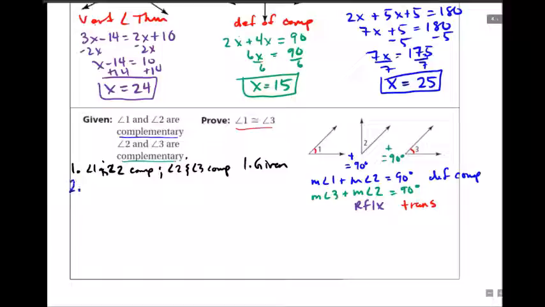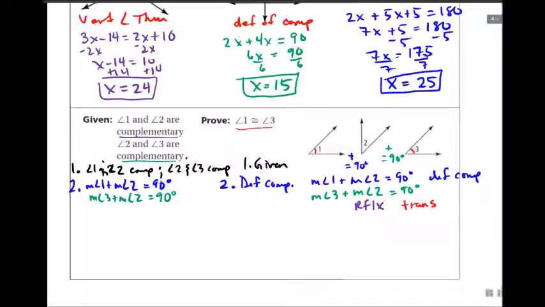So let's just start here. The measure of angle 1 plus the measure of angle 2 equals 90 degrees. And the measure of angle 3 plus the measure of angle 2 equals 90 degrees. We said that, we need to move this over a little bit, is just the definition of complementary, right? Sum of two angles equals 90.